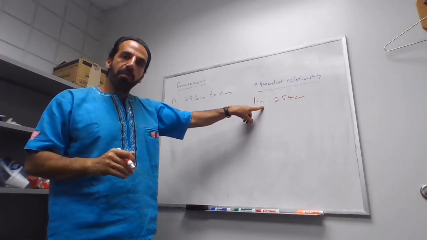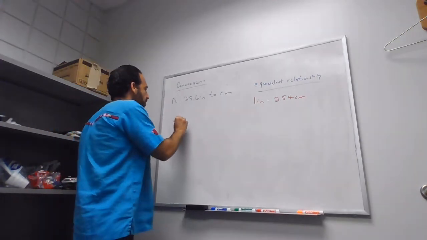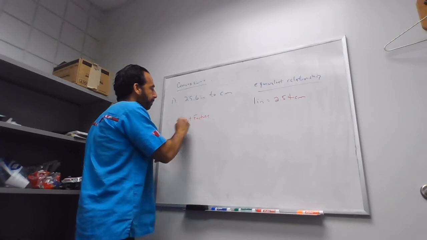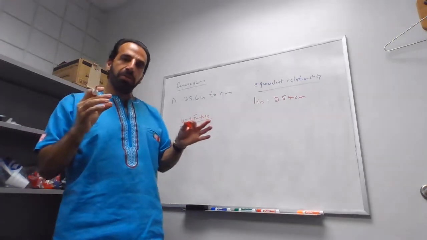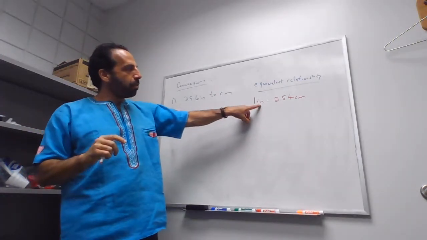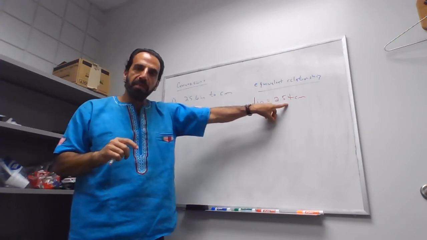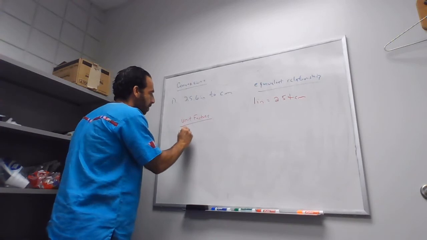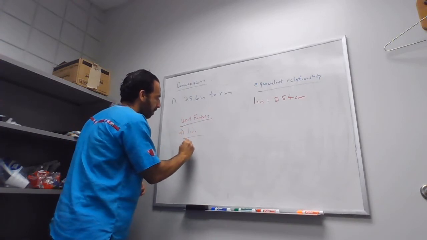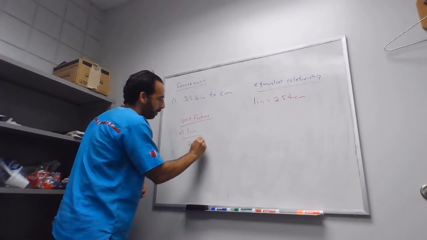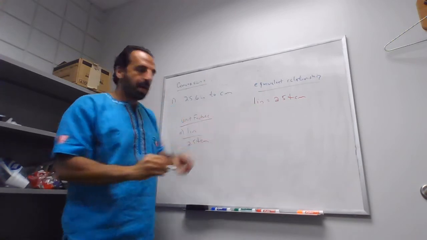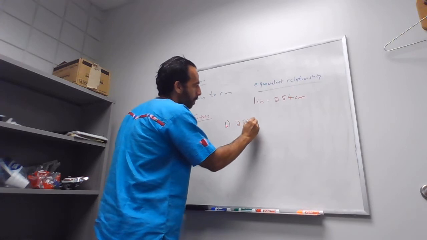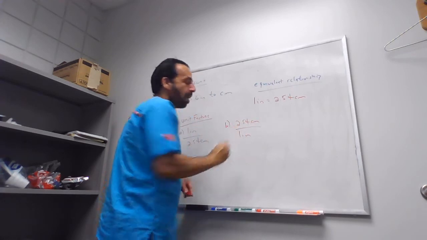Whenever I have an equivalent relationship, I can write something called unit factors. We'll be doing this a lot this semester. Basically, I'm going to divide 1 inch by 2.54 centimeters and then do the opposite. I'll call that A, and then B, 2.54 centimeters over 1 inch. So a couple of things.